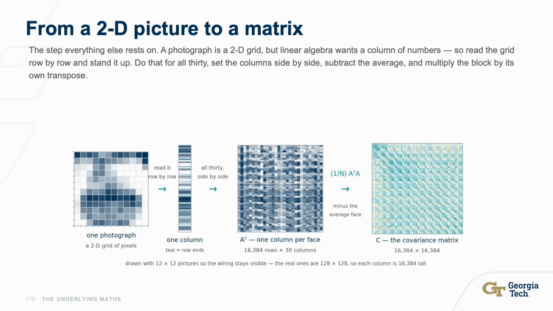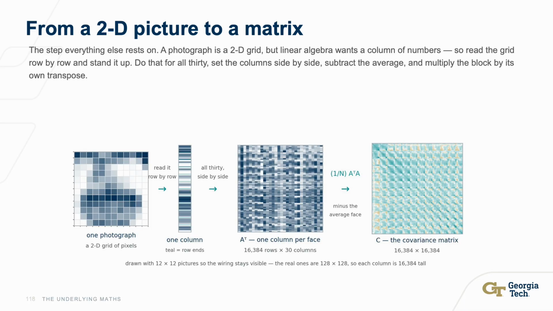The step everything else rests on: turning a picture into a column of numbers. A photograph is a two-dimensional grid and linear algebra wants a column. So you read the grid row by row and stand it up. Do that for all 30, set them side by side, subtract the average, multiply the block by its own transpose.